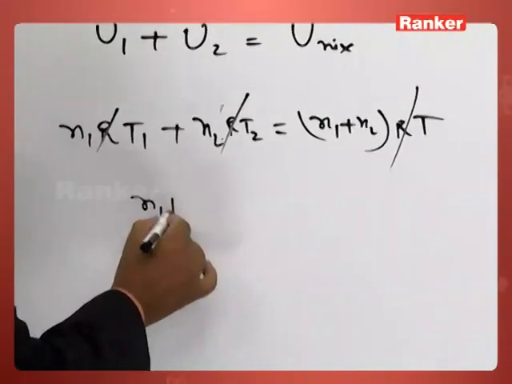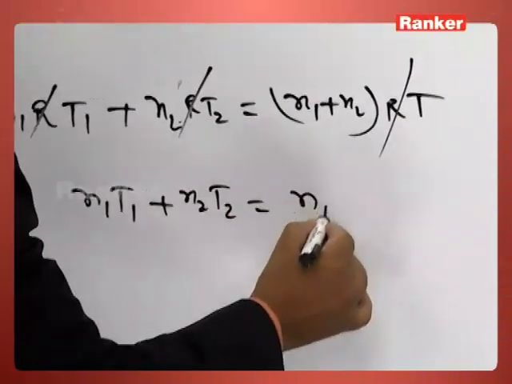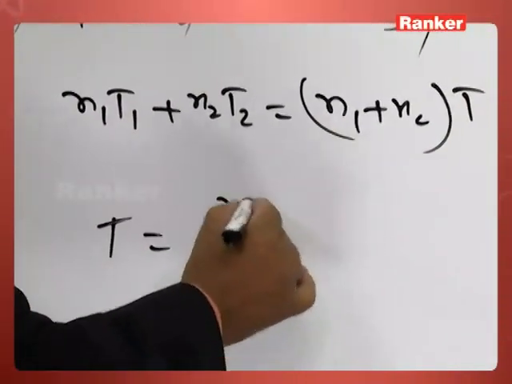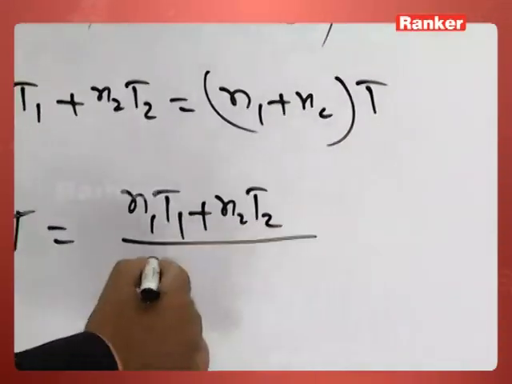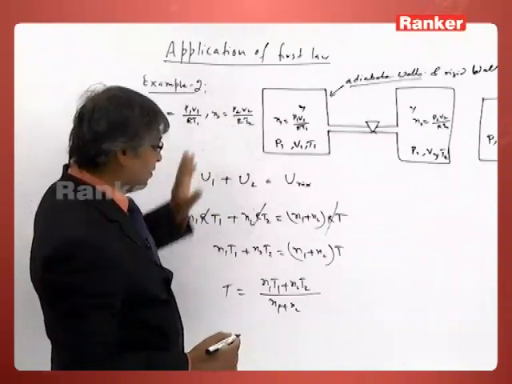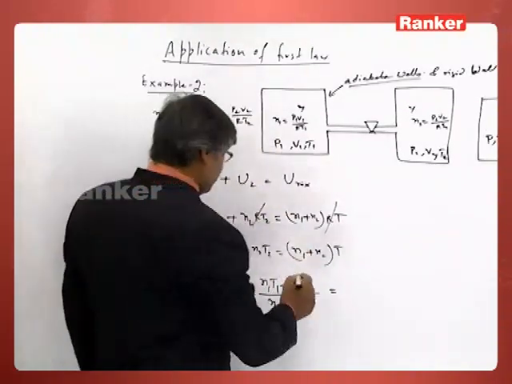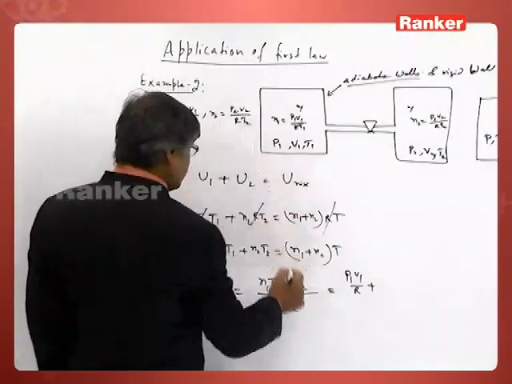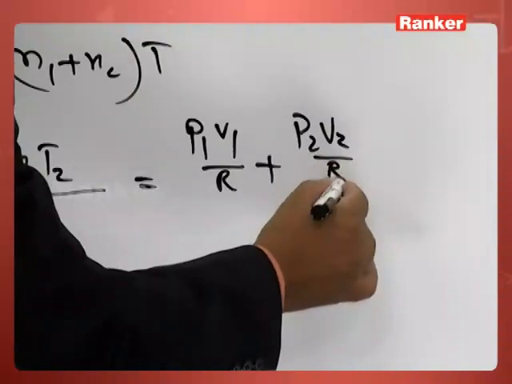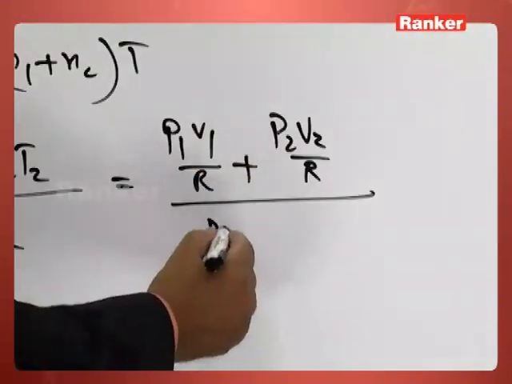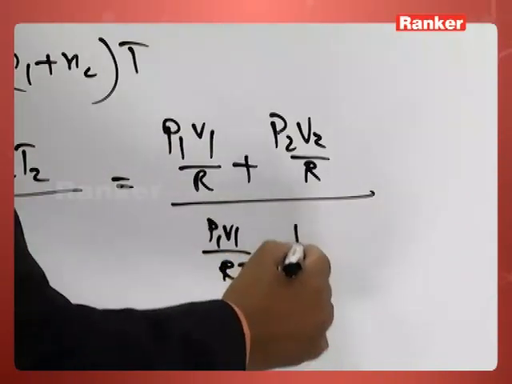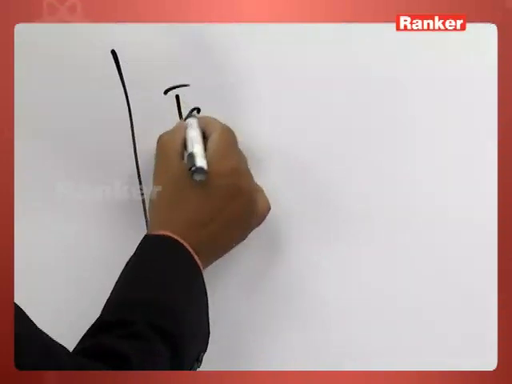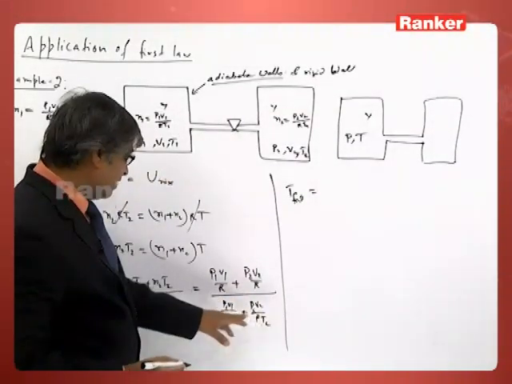Here this R cancels, this R cancels. So N1 T1 plus N2 T2 is equal to N1 plus N2 times T, where T is the final temperature. So the final temperature we got is N1 T1 plus N2 T2 by N1 plus N2, where N1 and N2 are given by this. If I substitute N1 and N2, N1 T1 is P1 V1 by R, this term is P2 V2 by R, and N1 is again P1 V1 by RT1 plus P2 V2 by RT2.